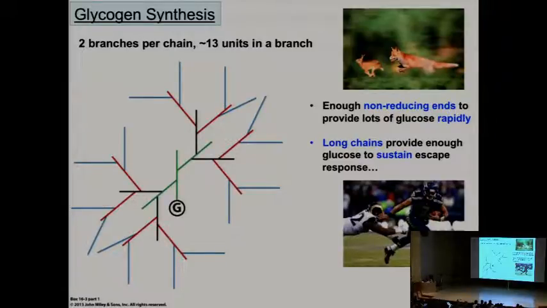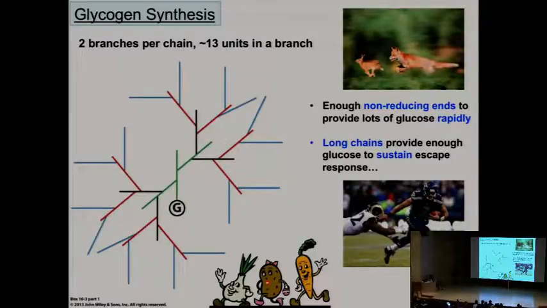So whether you're a rabbit or you're Russell Wilson, you can recognize a threat, get on your feet, run, and keep running until the threat is gone. And again, plants have an inferior form of glucose storage in the form of starch, so they can't actually walk.